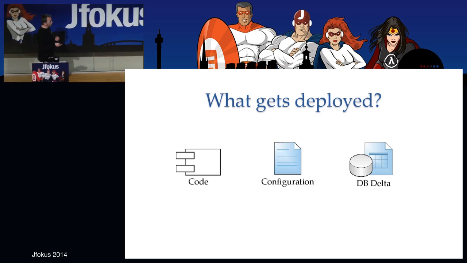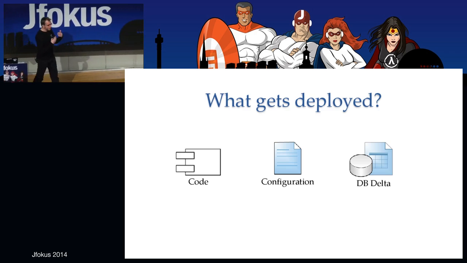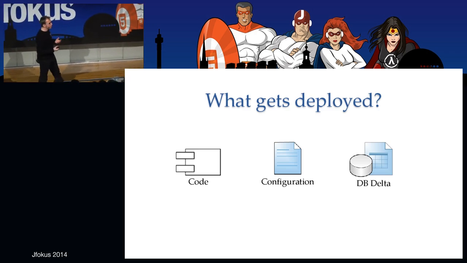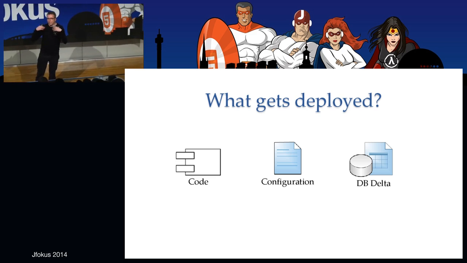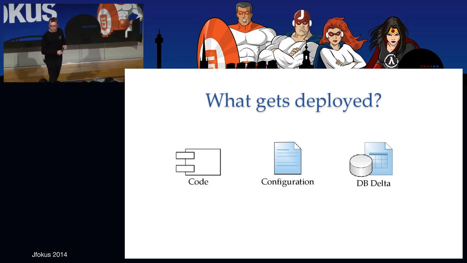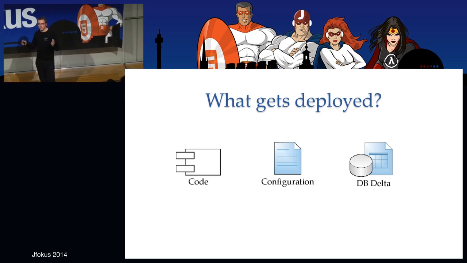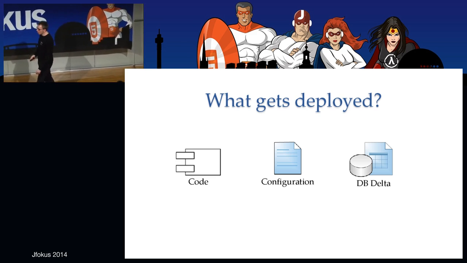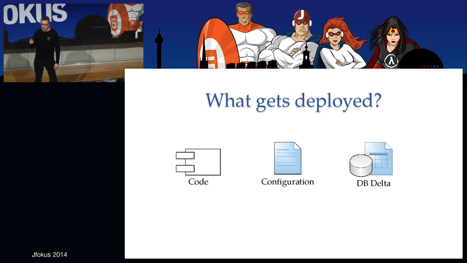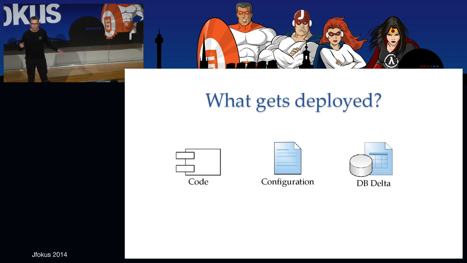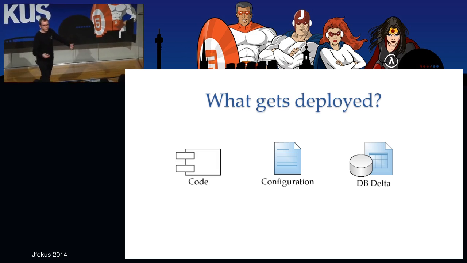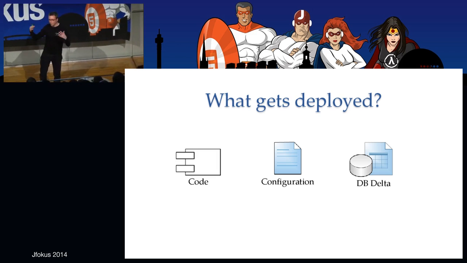So, it's all nice and well, but when we actually deploy the application to make sure it is actually going to run on our target system, what do we have to deploy? What gets deployed? We have three things. First, our code, of course. We need our new functionality to be out there, the new code to execute.